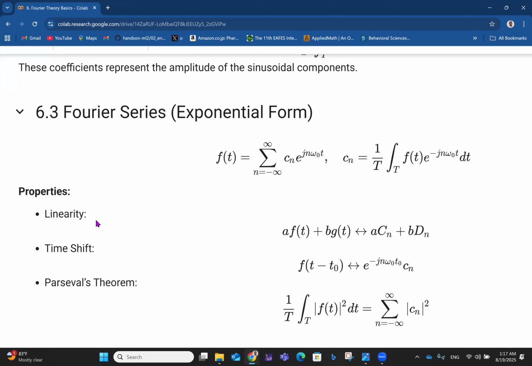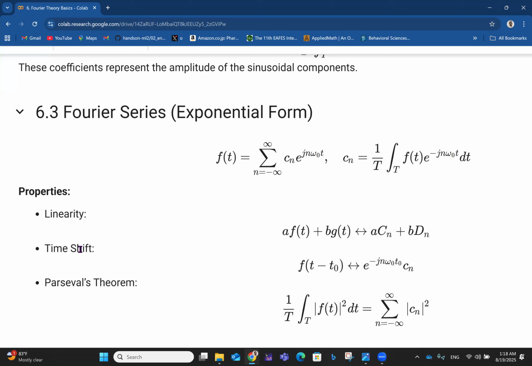One of the properties is linearity. What that simply tells us is that the Fourier series or the Fourier transform of the sum of functions is the sum of the Fourier transforms of the individual functions. That's the idea of linearity. So if you have a f of t plus b g of t, it's the same thing as a multiplied by cn, which is the Fourier transform of f of t, plus b multiplied by dn, where dn is the Fourier transform of g of t. So it's linear like that.